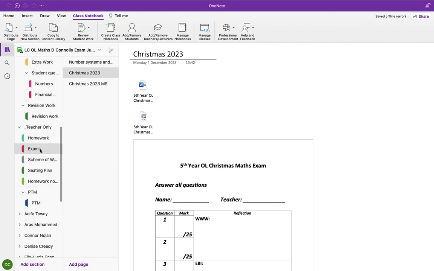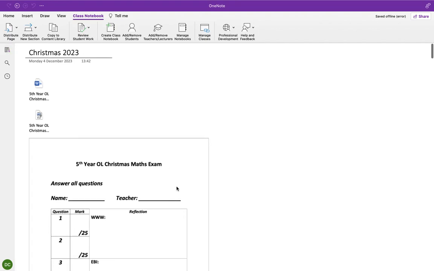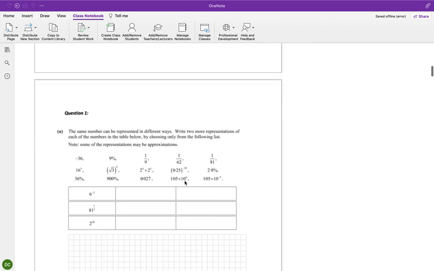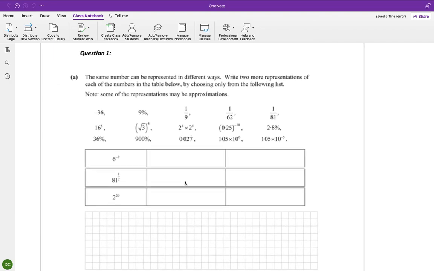Okay, so I'm going to go through the solutions to the test. The same number can be represented in different ways. Write two or more representations of each of the numbers in the table below by choosing only from the following list. Note, some of the representations may be approximations. So maybe approximations means that they are rounded.